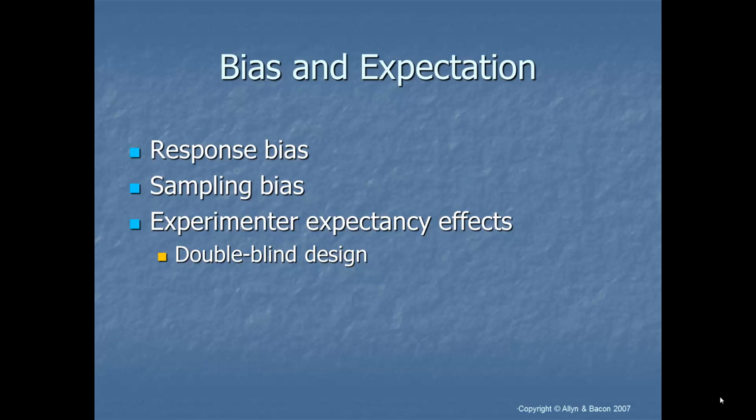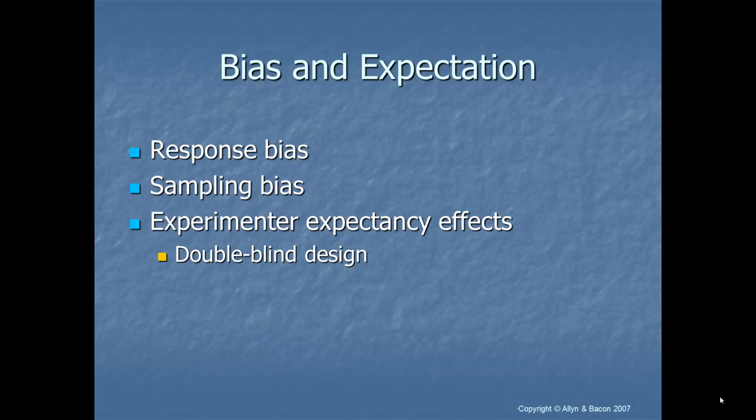We have to be aware of things like response bias, sampling bias, experimenter expectancies. Sometimes we may ask questions in a way that leads to biased responding. People may not want to admit certain things. They may not want to admit they take certain drugs, or they engage in unprotected sex, or that they don't change their underwear, or whatever.